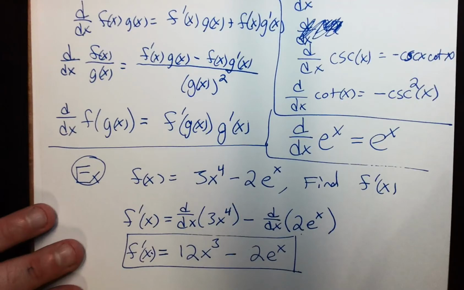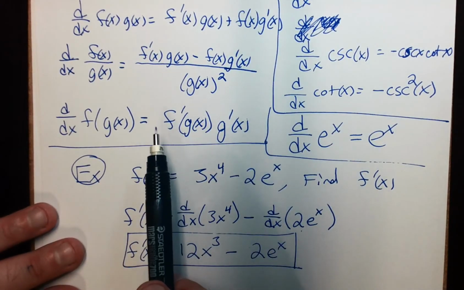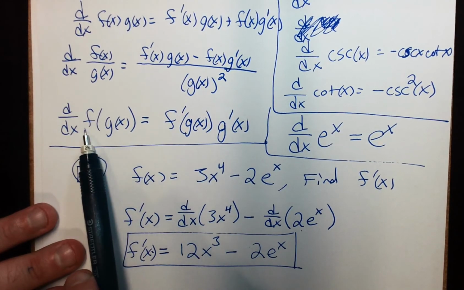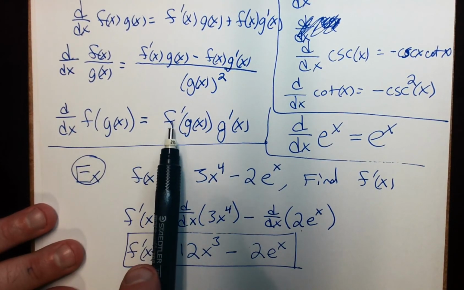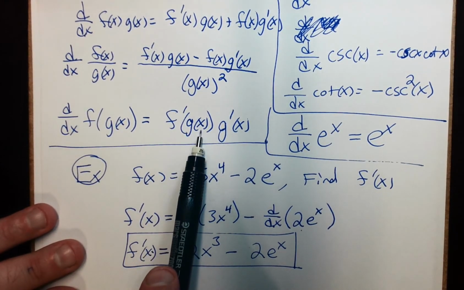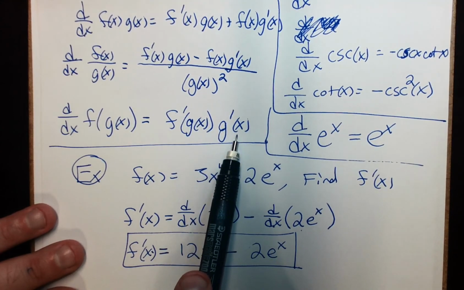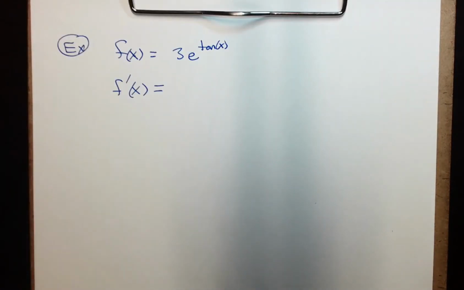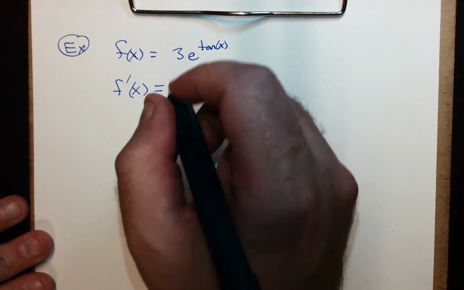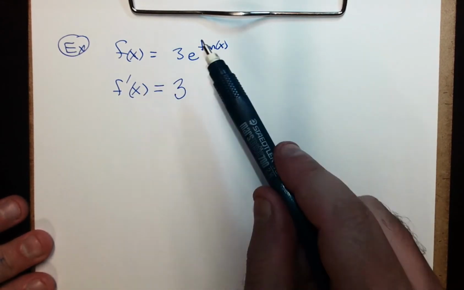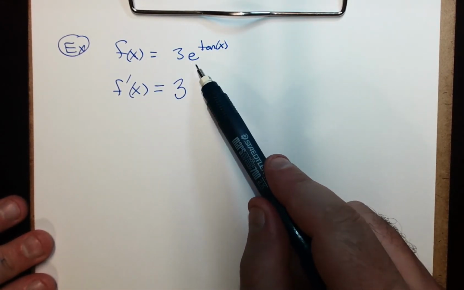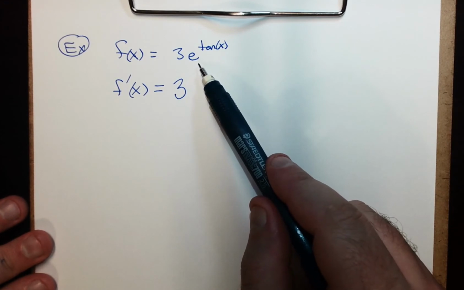So the chain rule says when you're taking the derivative of a function in a function, you take the derivative of the outside function first, leave the inside function the same, and then you tack on the derivative of the inside function. So what does that look like? What that looks like is, well, the 3 is along for the ride, and you would say, well, e to the tan x.